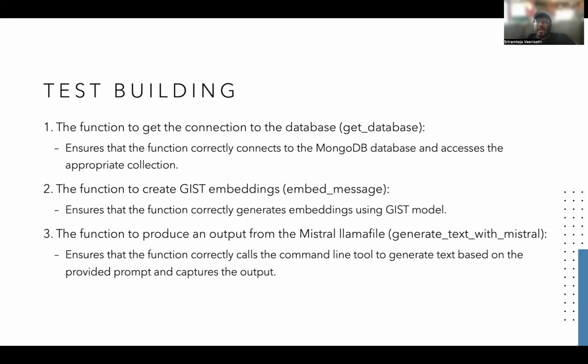And number three, I also created a test function to make sure that when using the Mistral llama file, the actual output is being generated. The generate text with Mistral is the actual function that's used in order to collect all that relevant contextual information via the database, but also generate a proper output using the llama file. So I wanted to make sure that I created a test function that can see if that entire process is running smoothly. So this third test function takes into account the full picture of both steps 1 and 2, but I still wanted to create test functions for the first two sections to make sure those unique pieces are also working within the entire pipeline.